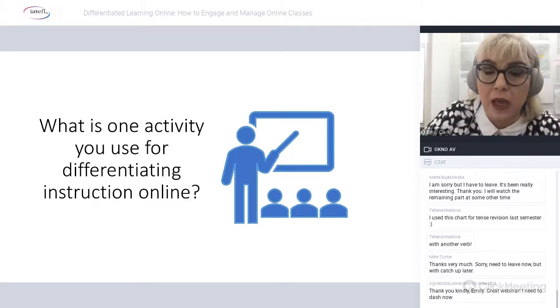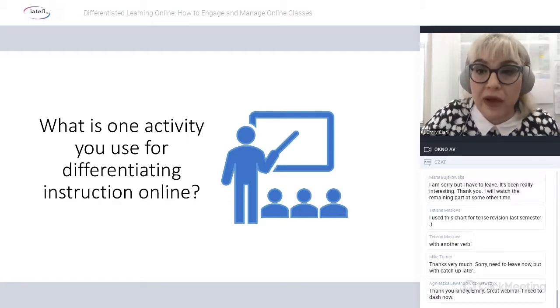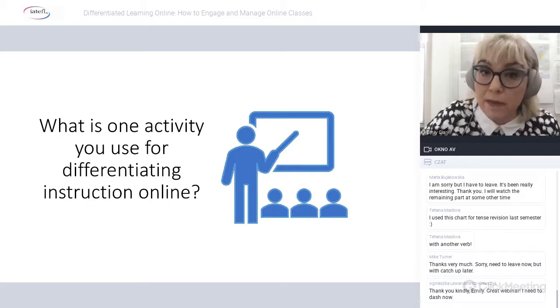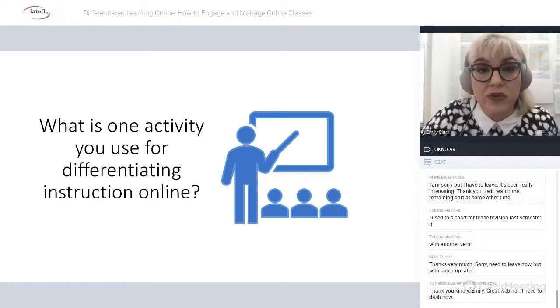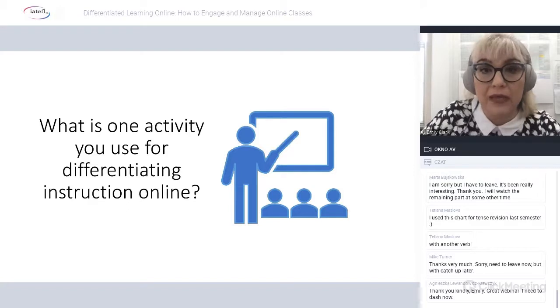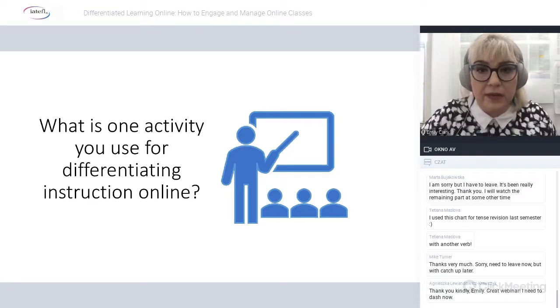And as IATEFL shares this with you later, you'll be able to use all of these wonderful activities that your wonderful colleagues have now given you. So again, I'm going to put you in breakout rooms. You have 4 minutes to discuss this question: what is one activity you use? Make sure you have a leader, and try to get everyone to share as you can. And we're not going to do 30 minutes.